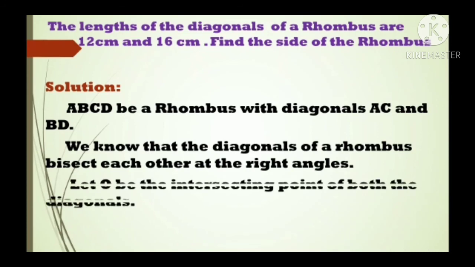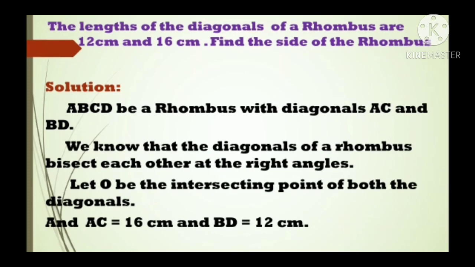So let O be the intersecting point. Those two diagonals are intersecting, isn't it? Yes. So the intersecting point is O. And AC is 16 centimeters and BD is 12 centimeters, as given here.